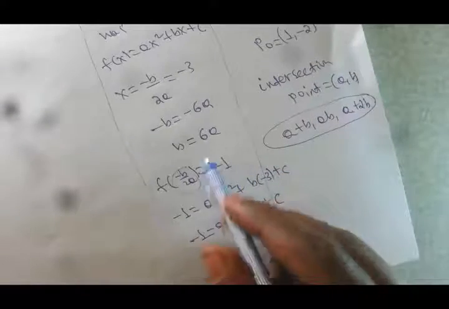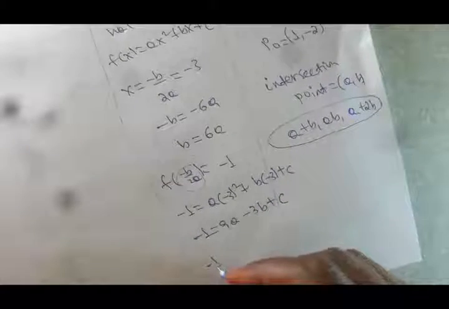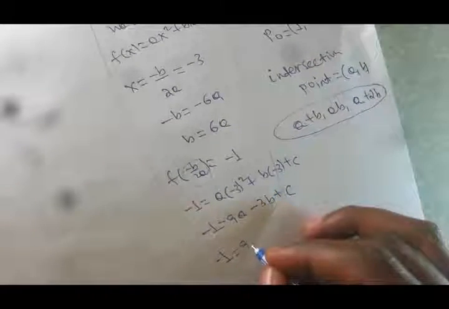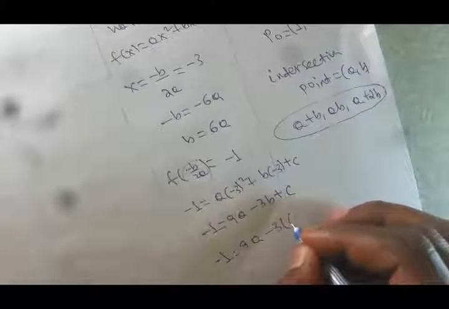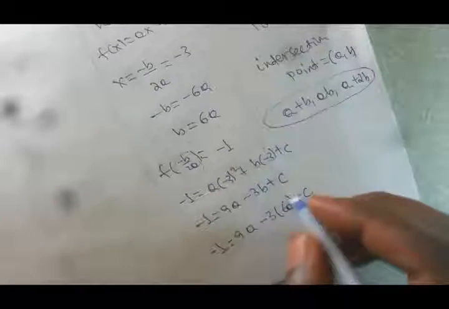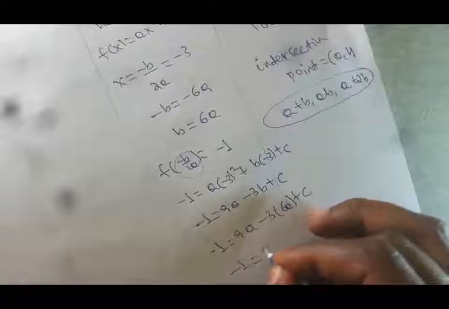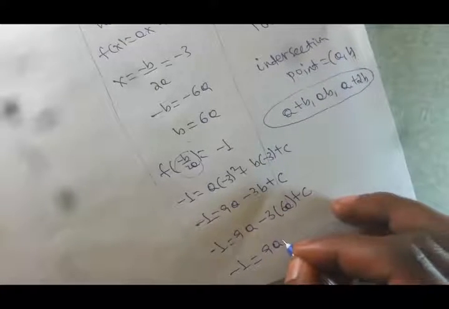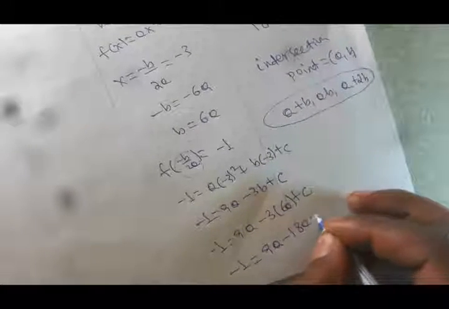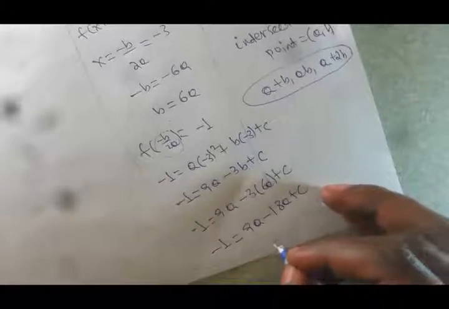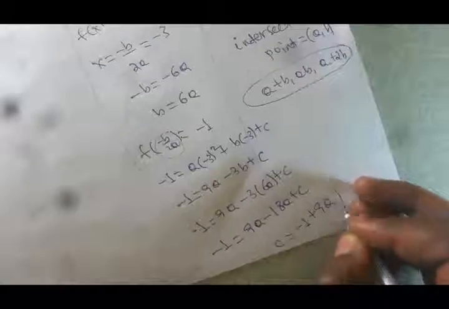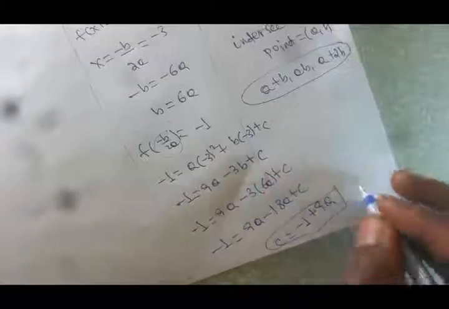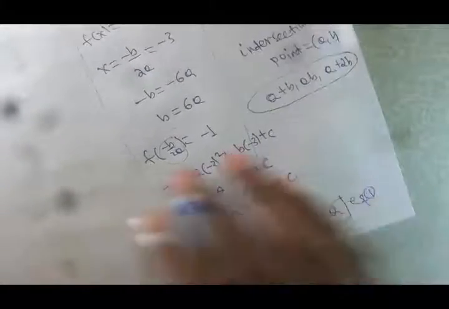And we are given the value of b is 6a. Minus 1 is equal to 9a minus 3 times the value of b, which is 6a, plus c. Therefore, minus 1 is equal to 9a minus 18a plus c. Therefore, c is equal to minus 1 plus 9a. This is equation 1.